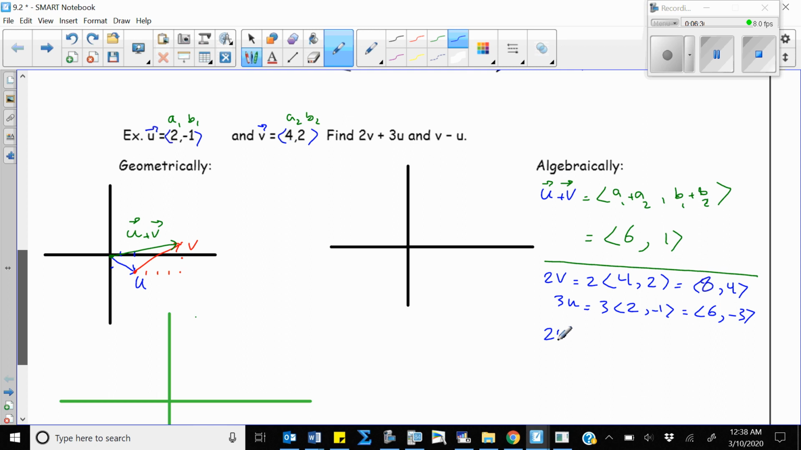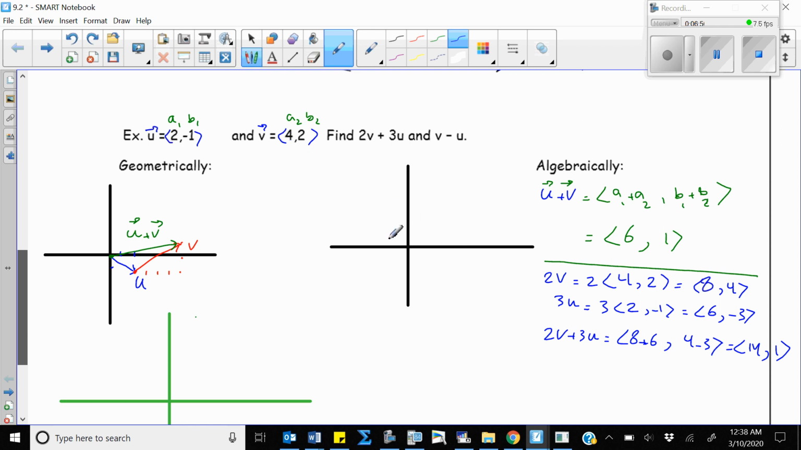Now 2v plus 3u will be just simply the x components of 2v plus x components of 3u, which is 8 plus 6, and 4 and negative 3, 4 minus 3, which will be 14 and 1. So this is how we algebraically add them together.